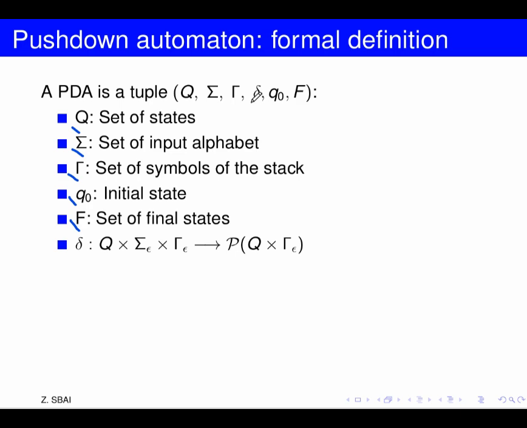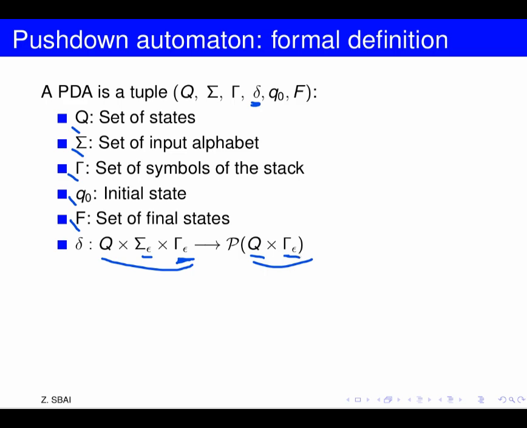Then we will have also a new definition for delta, the transition function here. So delta will take as input 3 information: the state, the symbol to read from the input, and the symbol to read on top of the stack. So this symbol on top of the stack will be read and popped. It will be removed from the stack. The output will be Q cross gamma, because we'll give what is the next state and what is the symbol to be written in the stack, the symbol to be pushed.